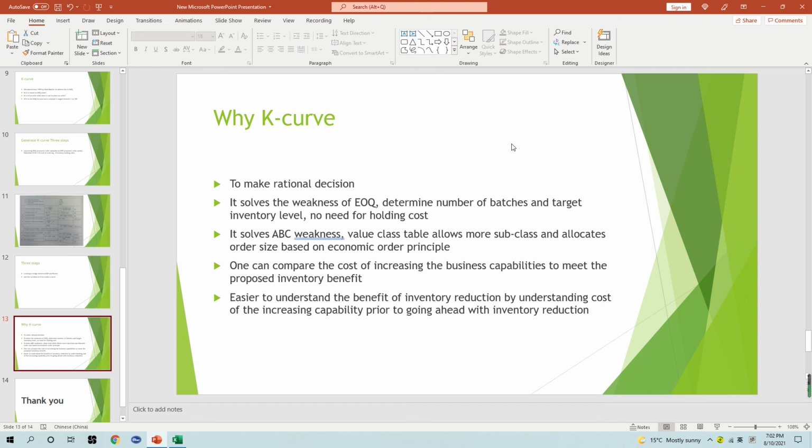This also helps to solve the ABC analysis weakness because the value class table allows more classes rather than just the three ABC classes, and the allocated order size is based on the economic order principle. It's not just everything being smashed together.